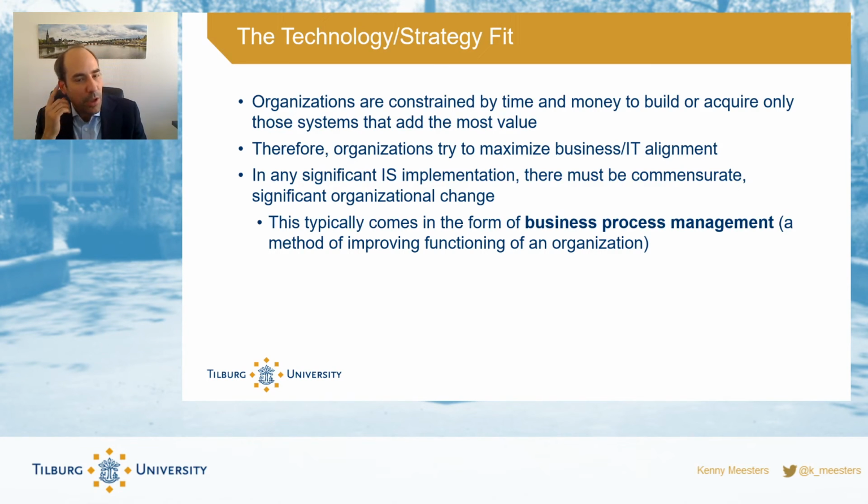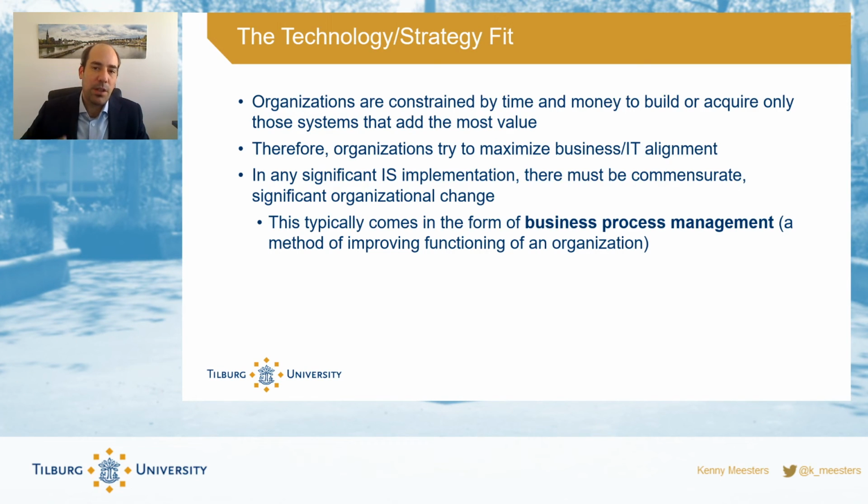So companies and organizations don't always have the time and money to do all these things. Of course, there are ideal circumstances where you would have a ton of information systems, a lot of data, offering very novel services that customers would be drawn to you. But often you don't have the money, the time, or other resources to develop that. And that's the limitation on acquiring information systems. So you have to try to maximize a balance between your business strategy, your competitive advantage, and the IT that supports it. And that's what we call business IT alignment or technology strategy fit.